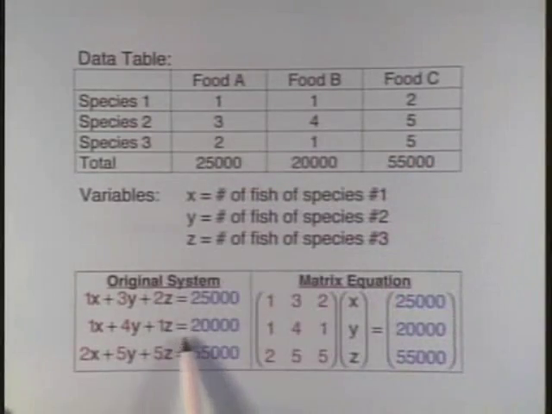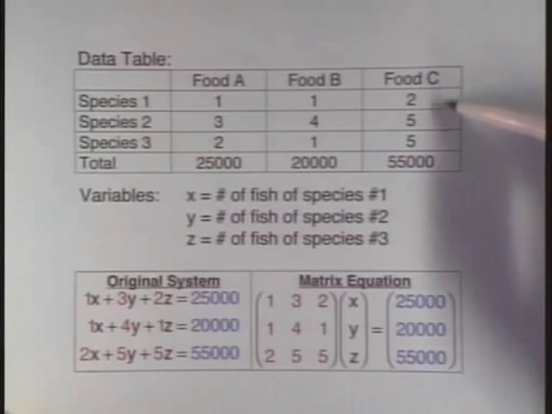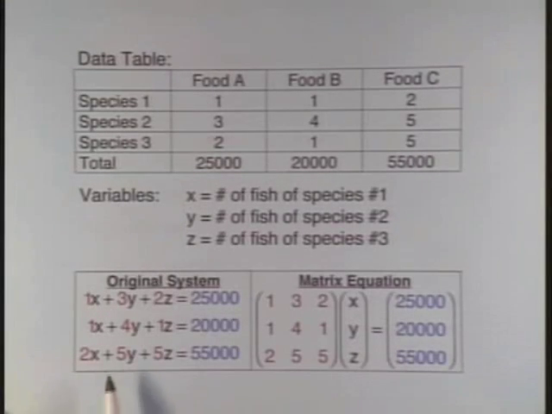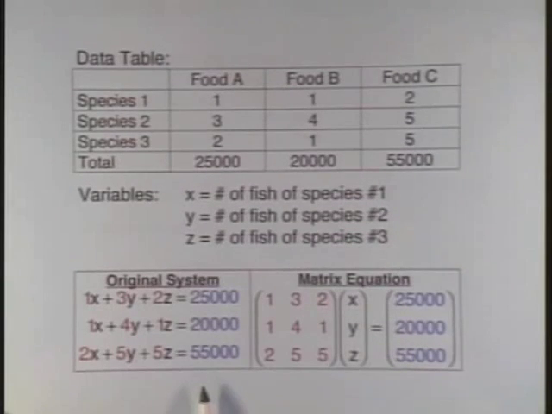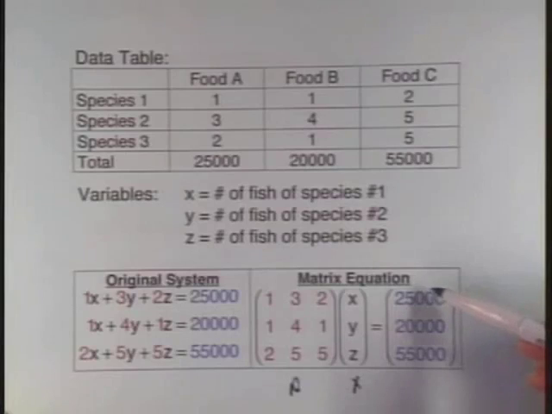The second equation comes from the second column for food B, 1x plus 4y plus 1z equals 20,000. And the third equation comes from the third column for the totals for food C, 2x plus 5y plus 5z equals 55,000. The matrix equation that goes with that, the coefficient matrix A, the variable matrix X, and the matrix of constants B.